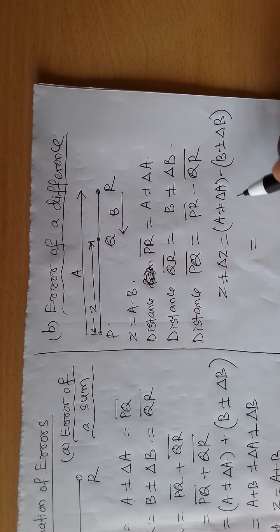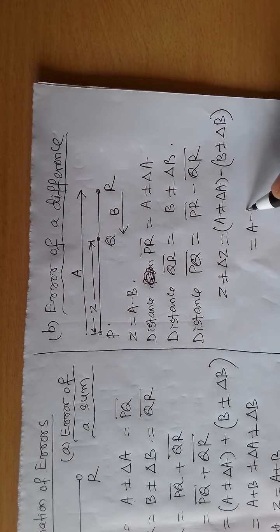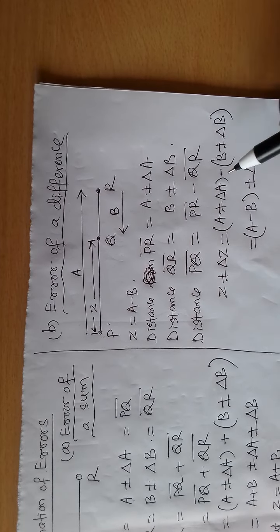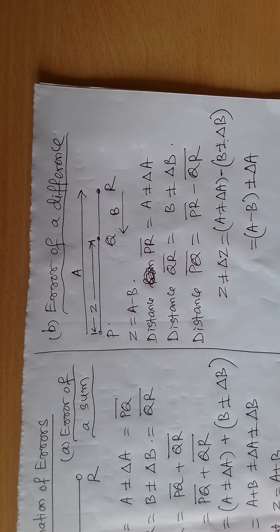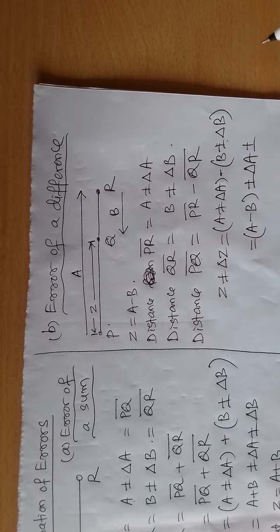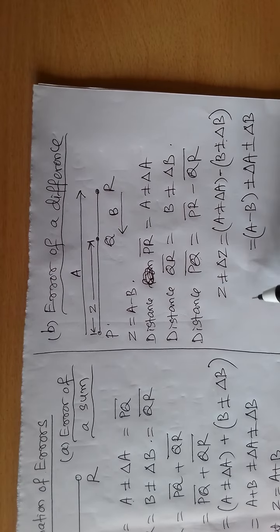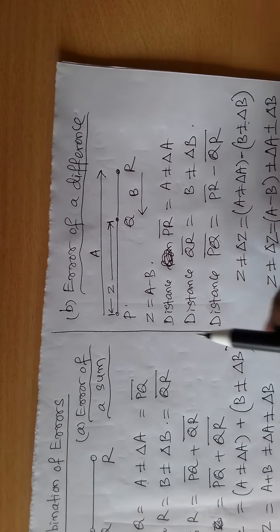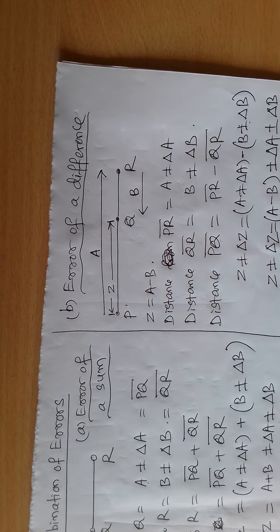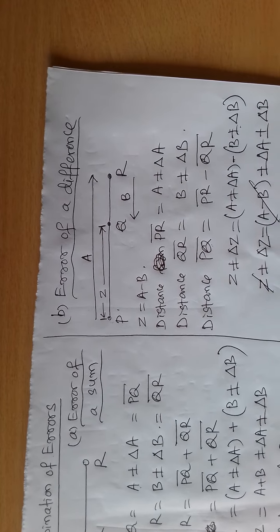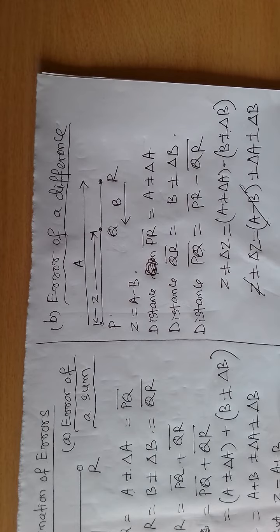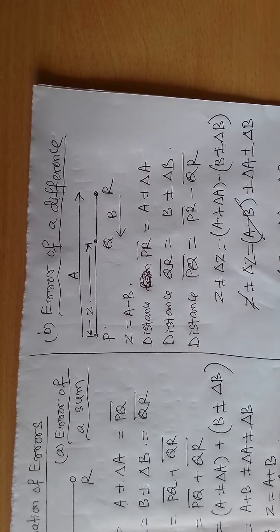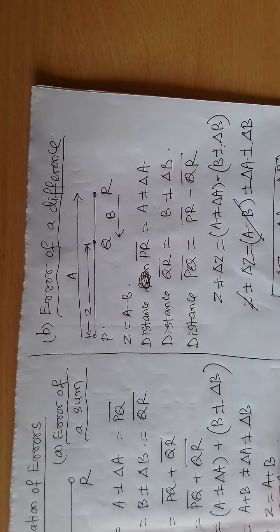Now, let me write the mean values first. Afterwards, plus or minus delta A. Minus into plus or minus becomes minus or plus. Minus or plus, plus or minus, both are one and the same. And here you can write Z plus or minus delta Z. But Z is equal to A minus B. So you are left with the maximum error is equal to delta A plus delta B.